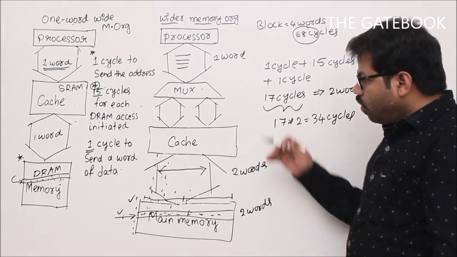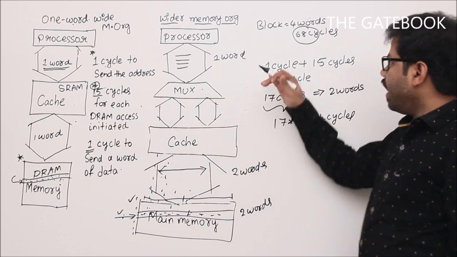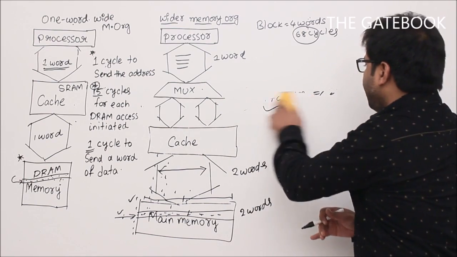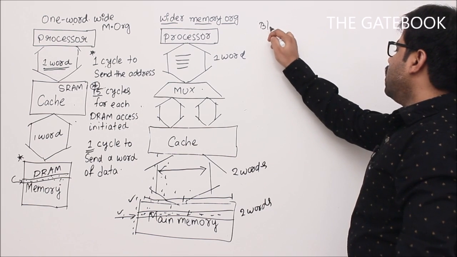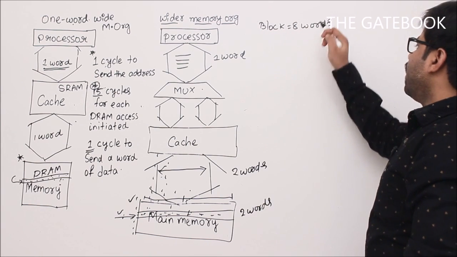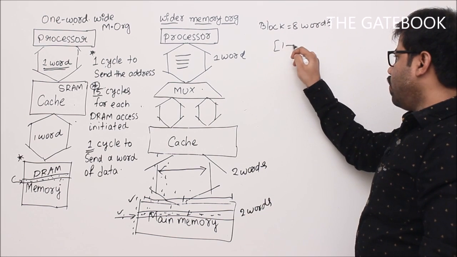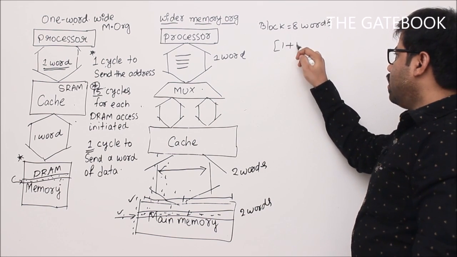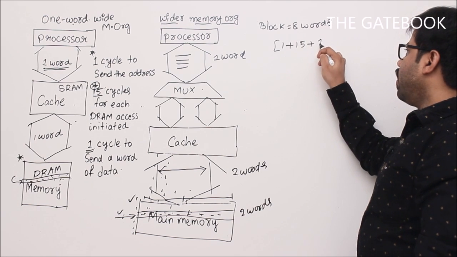Now before going to that, let me answer this question again for 8 words. Let me take 8 words and solve the problem. Block size is now 8 words. In both of them, how much time will they take? Design number 1. Then we know that first we send the address, 1 cycle, and 15 for initiating the DRAM, then 1 for getting the data.